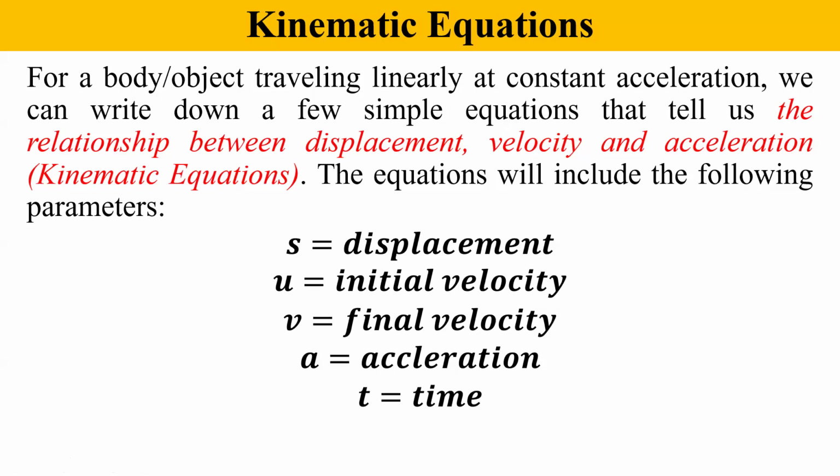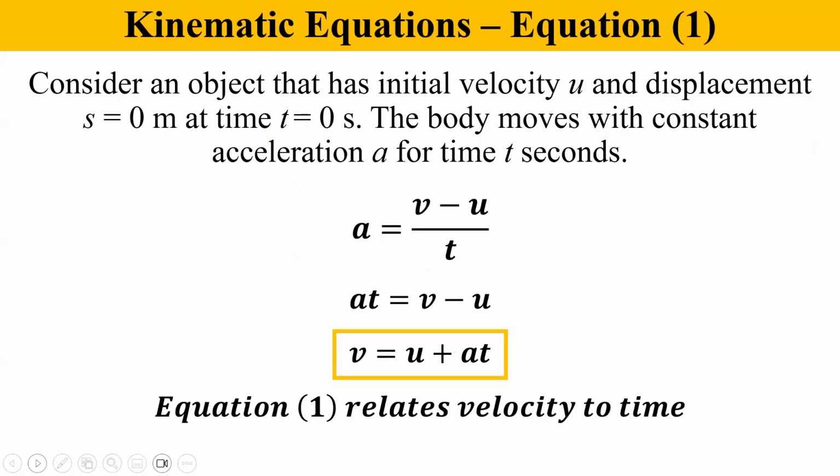And all of those are called kinematics equations, right? The equations will include the following parameters. S is displacement, U is the initial velocity, V is the final velocity, and A is acceleration. Just before, I told you that sometimes we use U for initial velocity, V for final velocity, and A for acceleration. Now we're going to look at a set of equations that we use to work out different problems based on the rules that we are applying.